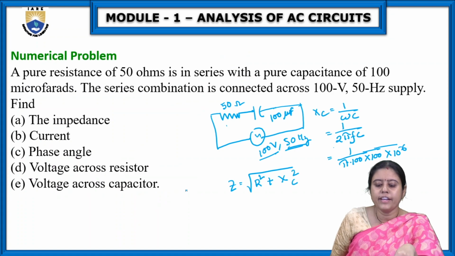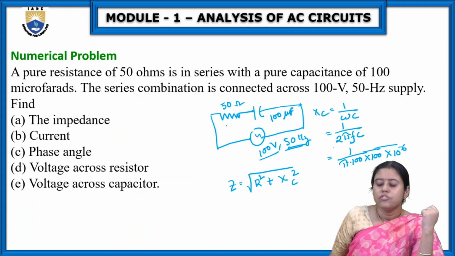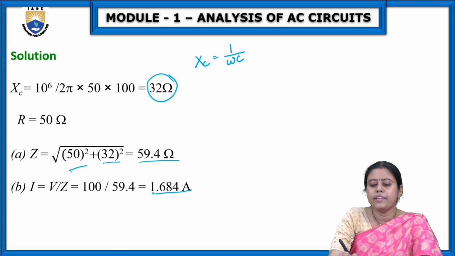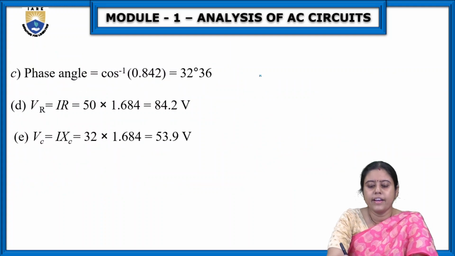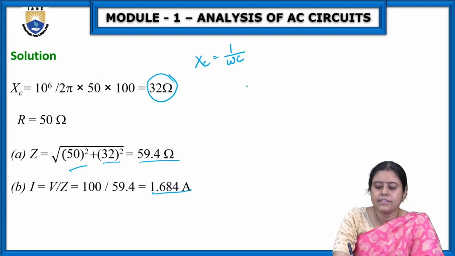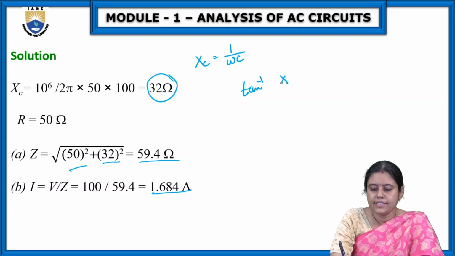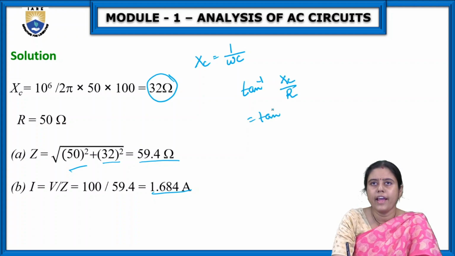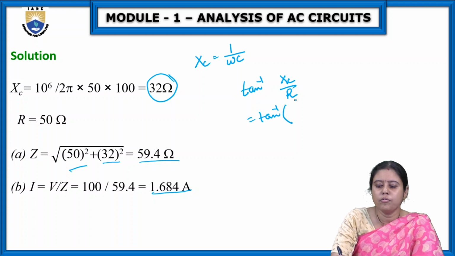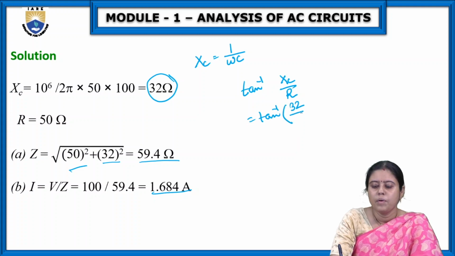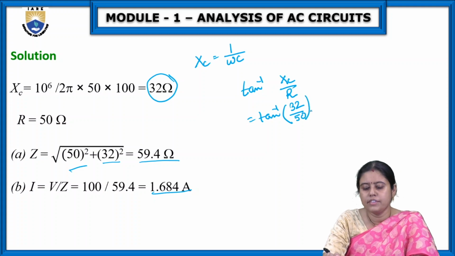Next is the voltage phase angle. So what is the phase angle? We can find the phase angle in two ways. First is tan inverse of XC by R. So what is the value? Tan inverse, the XC value we got is 32, by 50. This is one procedure.